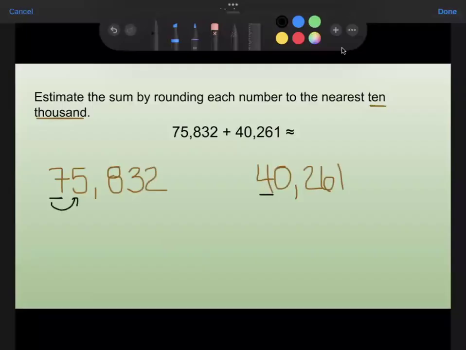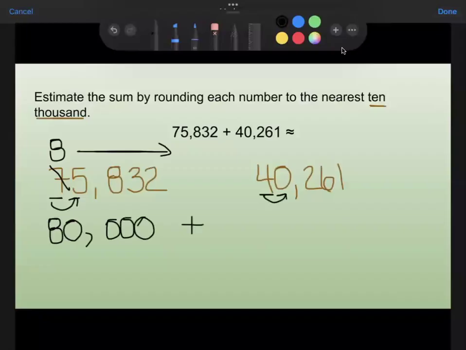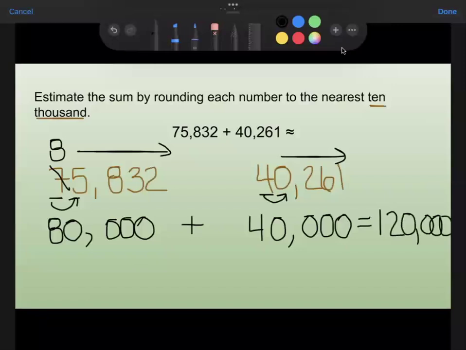I'm going to look next to it, and I see a 5. So that's going to be raised up to an 8, while the rest of these digits become zeros. So my rounded amount here would be 80,000 plus. Now, if I look next to the 4, there's a 0 there. So that is definitely not 5 or more. So that 4 is going to stay the same. And then the rest of these are still zeros. So 40,000. Okay, so if I'm adding together 80,000 and 40,000, I end up with 120,000. So that would be the estimated answer for 75,832 plus 40,261.